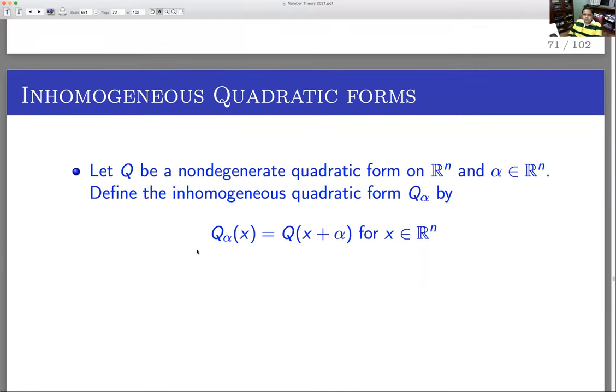And this recent work has to do with what are known as inhomogeneous quadratic forms. So just a minute, I have about 15 minutes. Is that right, Alina? Even more if you want. Even more? 20, okay. Okay, so take your time, yeah.